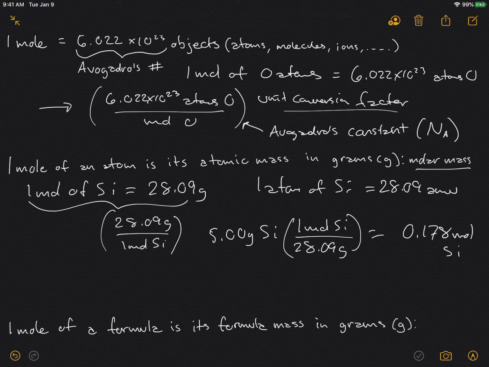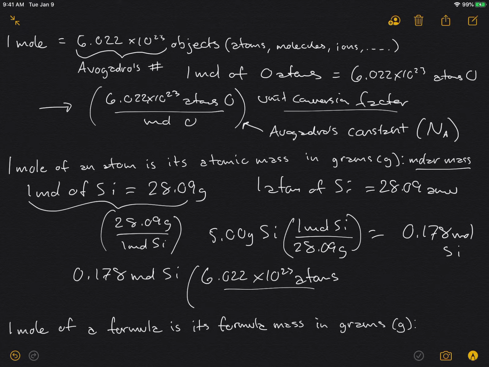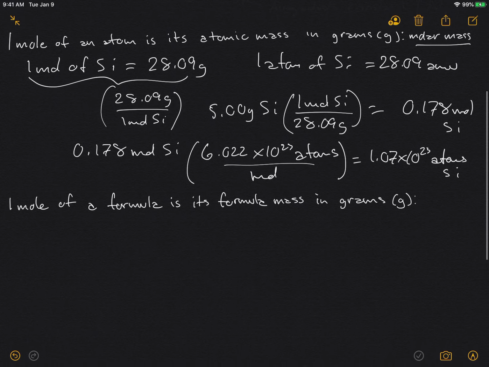And what if we wanted to find out how many atoms that is? So this is why we convert to moles first, because then we can use Avogadro's constant. The units are per mole. 6.022 times 10 to the 23. Let's use atoms again this time, per mole. And we get 1.07 times 10 to the 23 atoms of silicon. So that's how we would convert from grams to moles, and then from moles to atoms. And that's for an atom by itself.